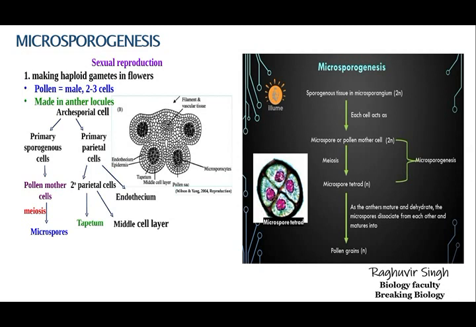Now in dicots, these microspores are arranged one upon the other, and this condition is called the tetrahedral tetrad. Whereas in the case of monocots, these microspores are arranged laterally, and these are called isobilateral tetrads. So in this way, the pollen grains or the microspores are formed. So this is called microsporogenesis.